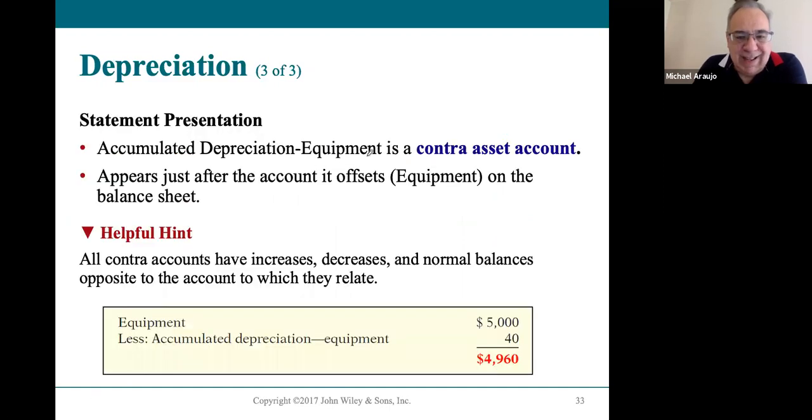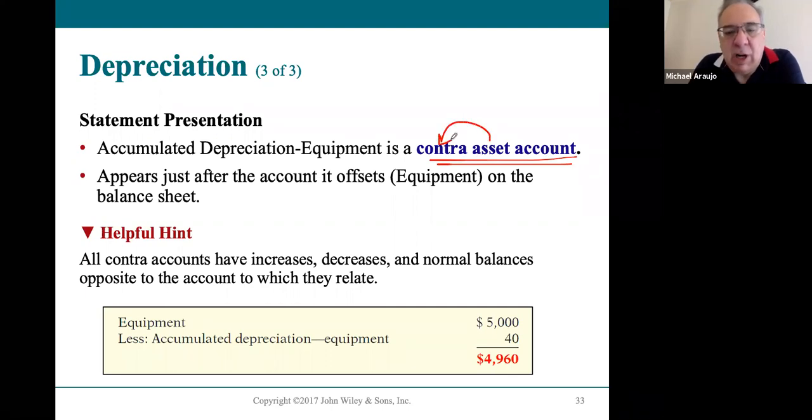So again, the book explains to you that the accumulated depreciation account is something called a contra asset account, which means it's an asset account with an opposite balance. The word contra simply means an opposite balance account. So asset accounts have debit balances, but accumulated depreciation for equipment will have a credit balance. That's what makes it a contra asset account.